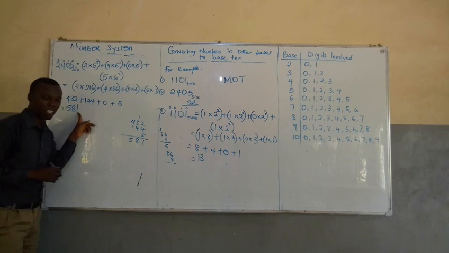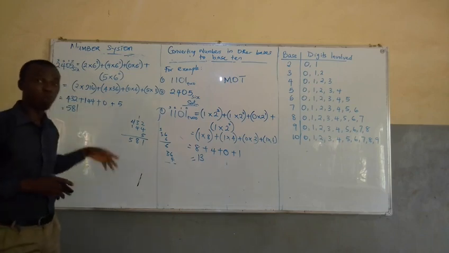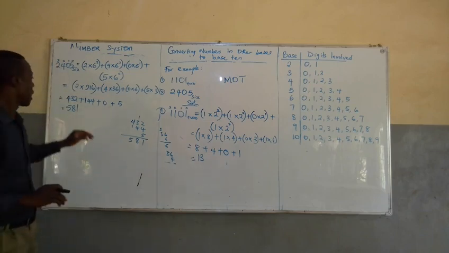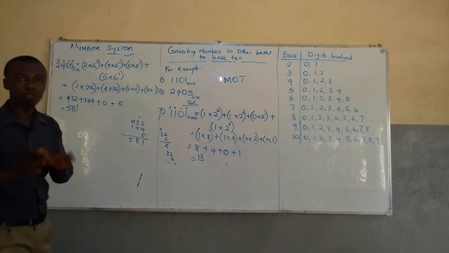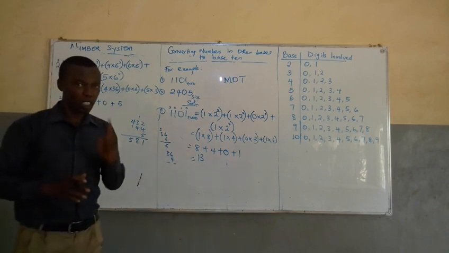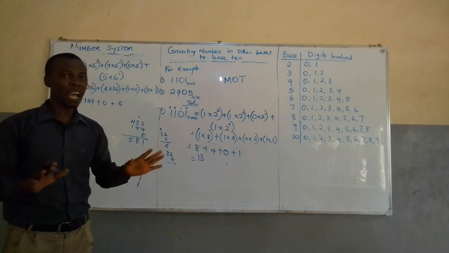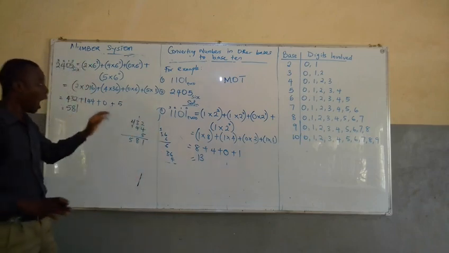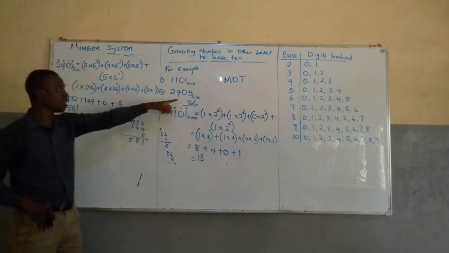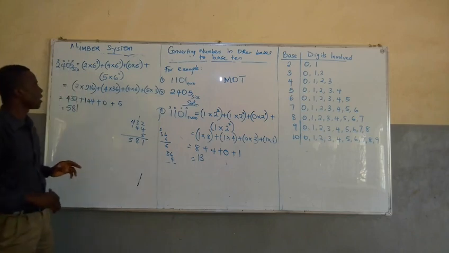Remember I told you that in some books or some teachers will actually indicate here by writing 10. But it's not that necessary. If we have 10 here, fine, it's okay. If we don't have 10 here, it is assumed to be base 10. But if you're dealing with bases other than base 10, you have to indicate the base in which you are writing this number.